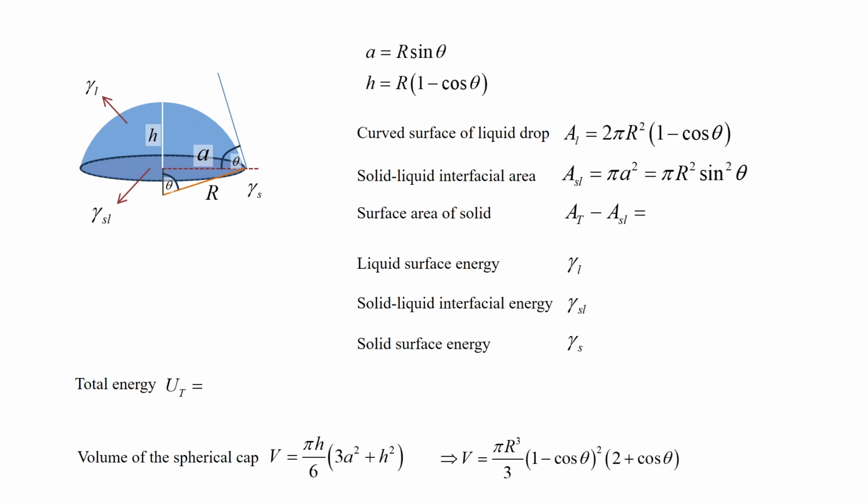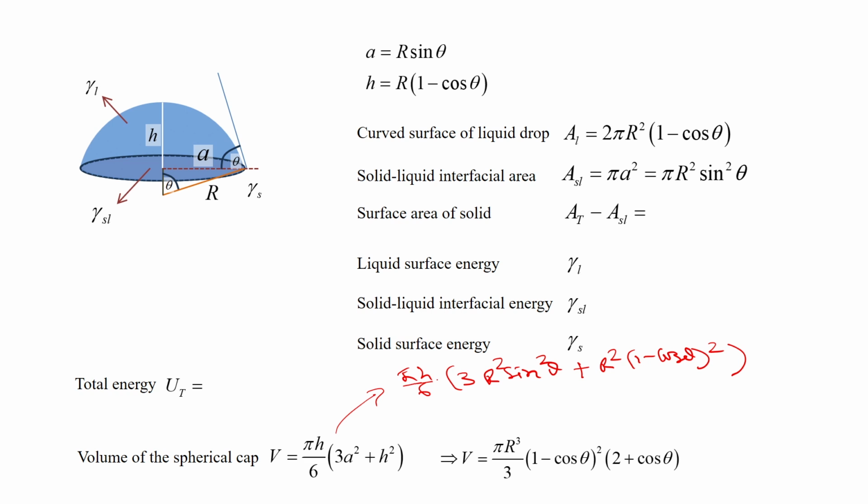Now, I have to worry about the volume of the spherical cap. So, volume of the spherical cap is given by pi h by 6 into 3 a square plus h square. So, you substitute here for a and h. So, it is pi h by 6 into 3 a square, where a is equal to r sin theta. So, it is r square sin square theta, and plus h square is r square into 1 minus cos theta whole square, okay, like that.